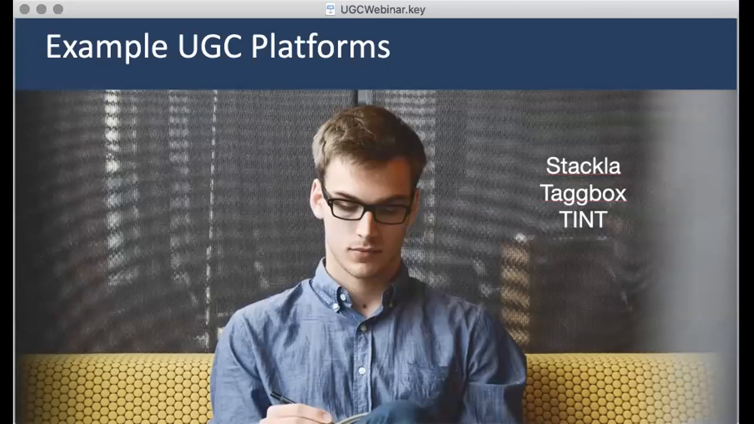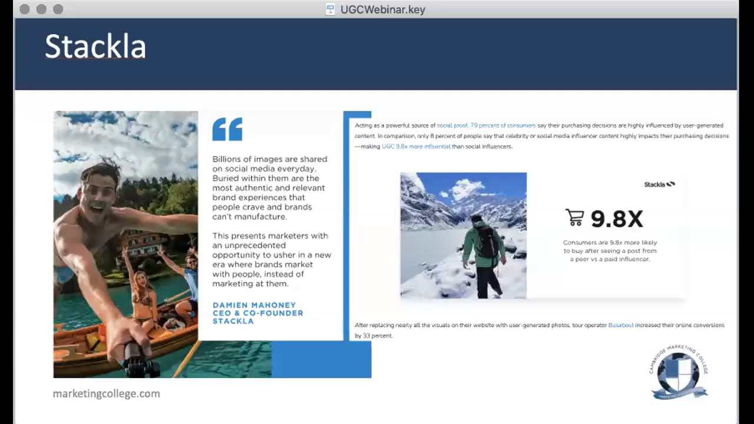So if you want to start doing this, where do you begin? Well, there are many user-generated content platforms now that really specialize in this. So I'm just going to highlight three to you: Stackla, Tagbox, and Tint. And I'm just going to give you a brief explanation as to why I've selected these.